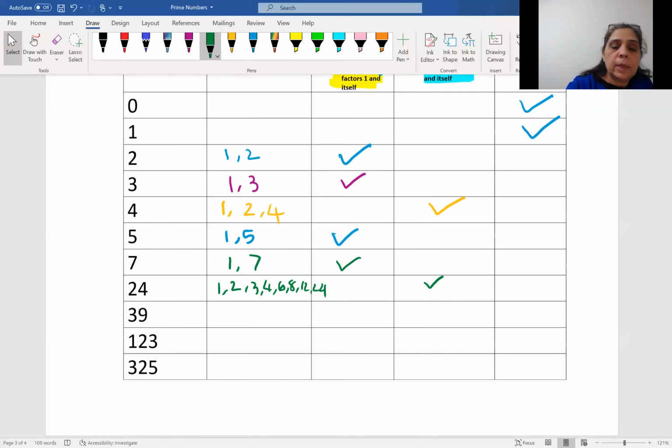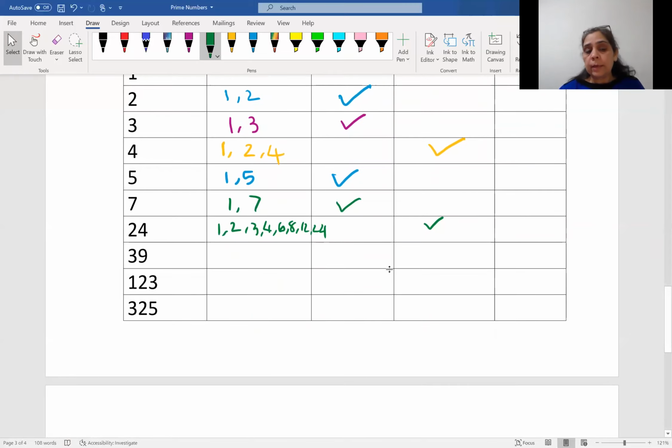Let's say the next one we have is 39. It looks like we cannot divide by anything, right? Can we check divisibility tests? In the previous video, I showed you divisibility rules for 2, 4, and 8, and 3, 6, and 9, and 5, 10. If you missed those videos, I will link them below this video so you can see. 39, right? How will we check?